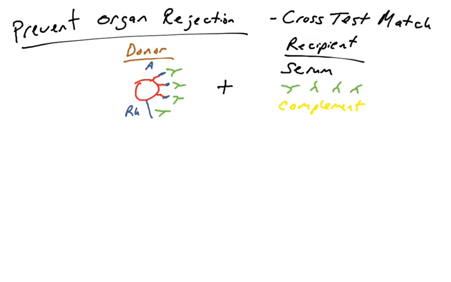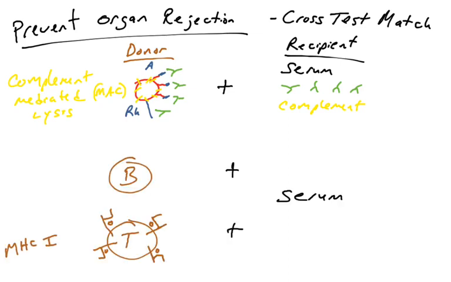And again, you can do this in the lab because what's in serum? Complement proteins. Complement proteins are found in the serum. So just mixing donor's red blood cells and recipient serum in a test tube in a lab would lead to complement-mediated lysis of the donor cells. And this is via the membrane attack complex. Everything you need is in the serum. So a cross-test match to check for blood group antigen antibodies in the recipient can be done using a cross-test match.